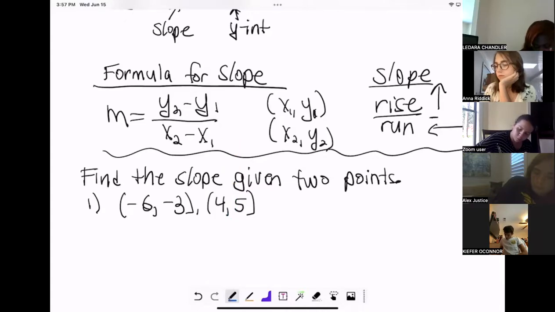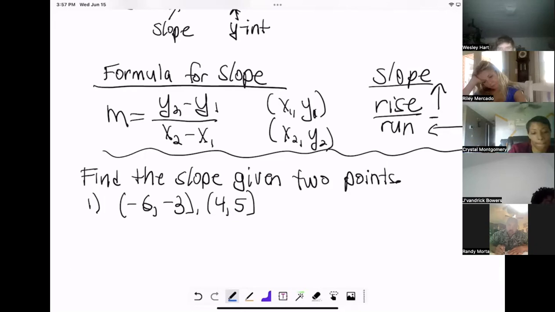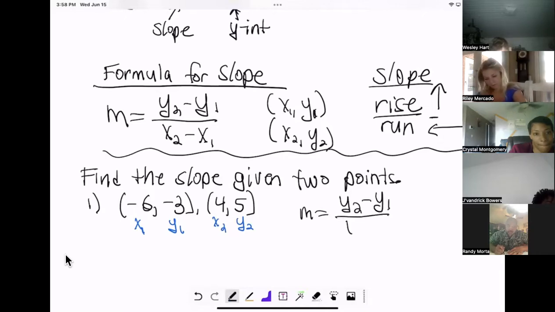If you are someone who hasn't done this in a while or just totally forgot, I want you to think this way. -6, -3 is my first point. So that's my X1 and that's my Y1. 4, 5 is my second point. That's my X2 and that's my Y2. That's what the 1 and 2 means. The 1 means my first X, my first Y, my second X, my second Y. So then we're going to use the equation. M is equal to Y2 minus Y1 over X2 minus X1.